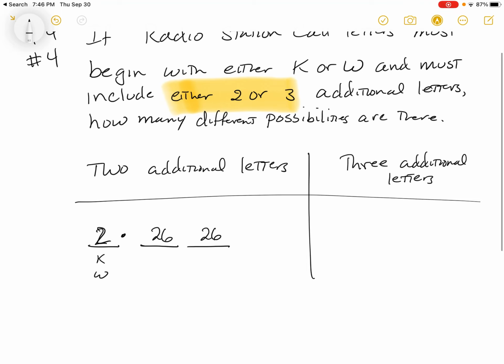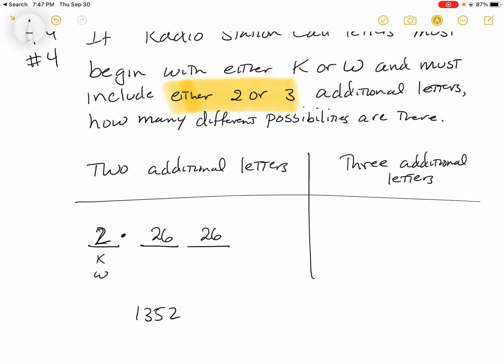I didn't bring a calculator with me, so let me bring one up on another system that I have. But we have 2 times 26 times 26, which is big, and that's just for the 2-letter situation. I apologize that I wasn't fully prepared. I get 1,352 radio call station letters. It can be that way: 2 times 26 times 26.